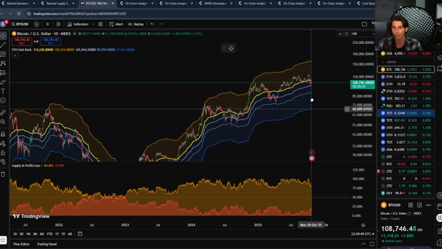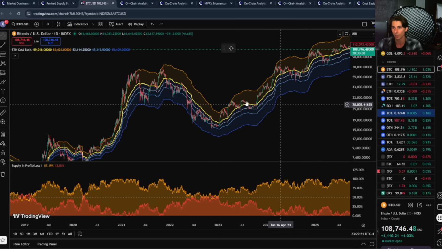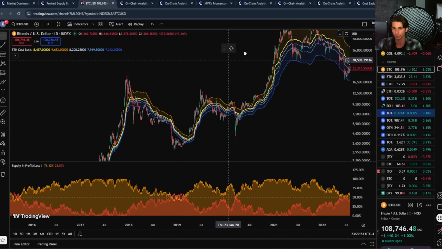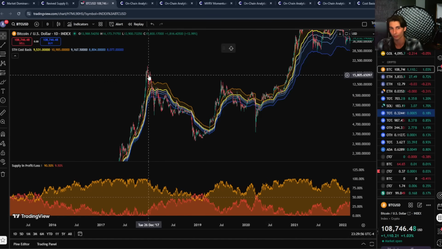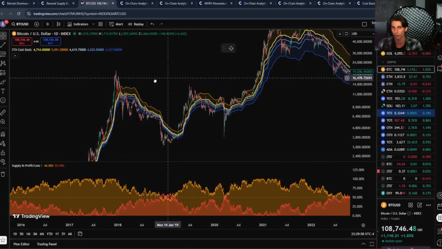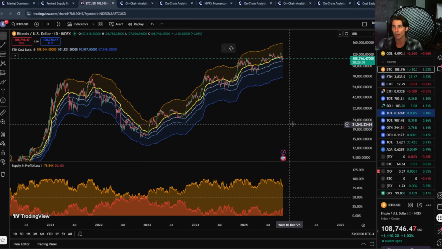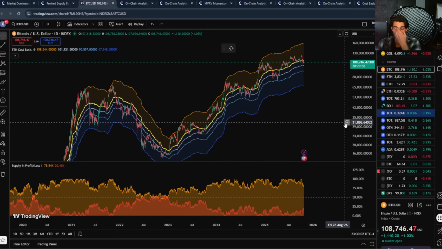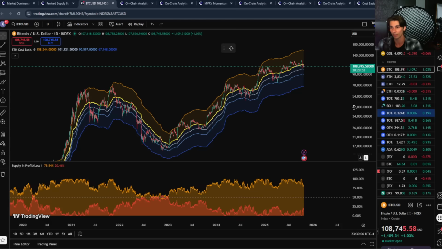And in previous cycles, the strategy was to identify these overheated territories, sell 100%, right? And sit in stablecoins, wait for the bear market and buy back lower, right? I'm personally not doing that anymore. At least I'm not selling 100%. Why? Because Bitcoin is simply, in my opinion, too good of an asset to be completely out of.